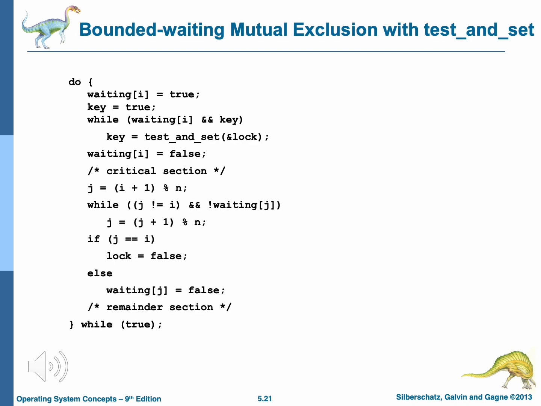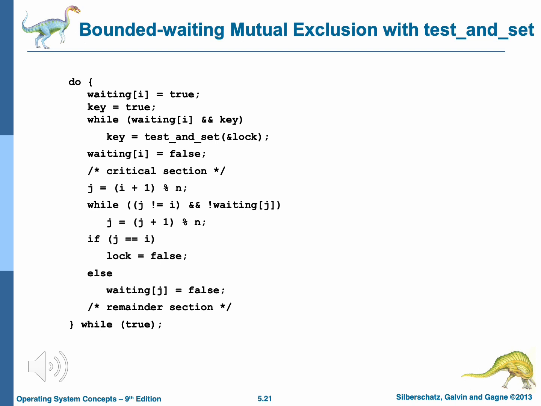Although these algorithms satisfy the mutual exclusion requirement, they do not satisfy the bounded waiting requirement. In the given figure, we present another algorithm using the test and set instruction that satisfies all the critical section requirements. The common data structures are Boolean waiting[n] and Boolean lock. These data structures are initialized to false.